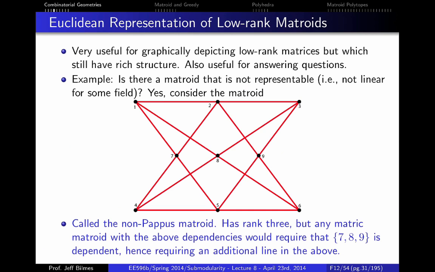Yep. Sorry? 2, 8, and 5 as well? No, just 7, 8, 9. Just 7, 8, 9. Aren't they collinear as well? Well, that's the thing. We are designating a set of constraints on a geometry.